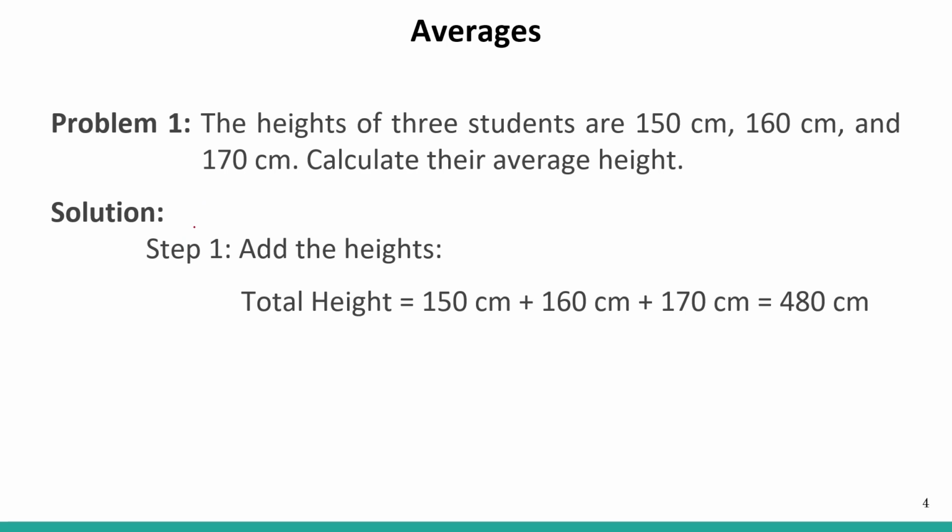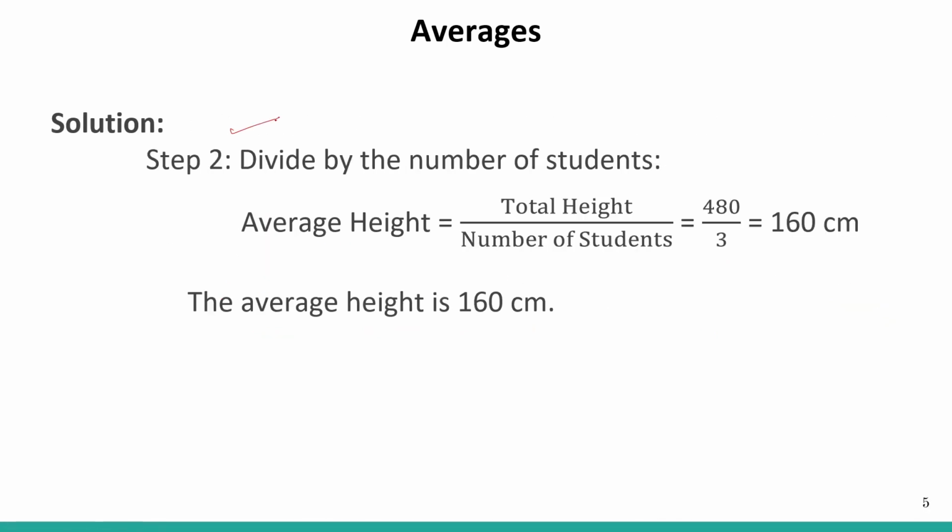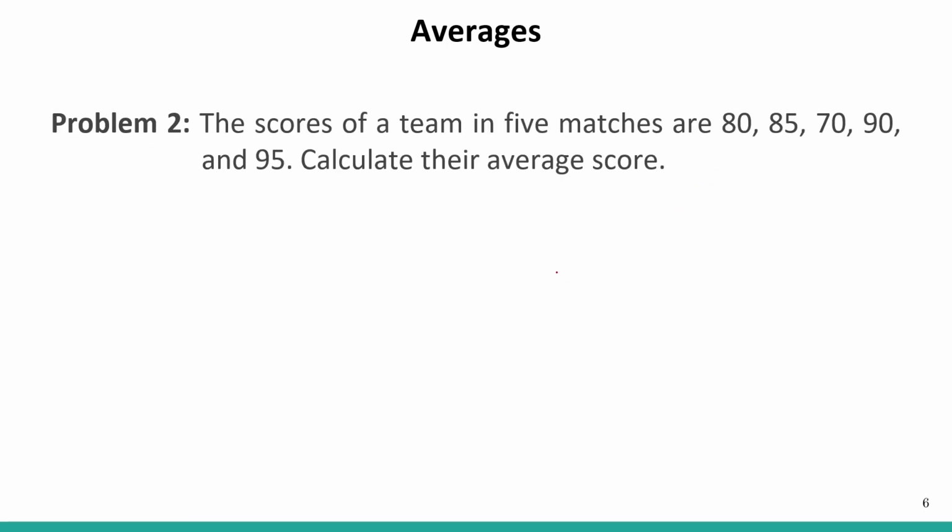So let's see the step-by-step solution. First, we added all the heights. Then we got the total height: 150 centimeter plus 160 centimeter plus 170 centimeter is equal to 480 centimeter, right? Step 2 was to divide by the number of students. So average height is equal to total cumulative height by number of students, or number of indexes, which is 480 by 3, equal to 160 centimeter. Okay, so the average height is 160 centimeter.